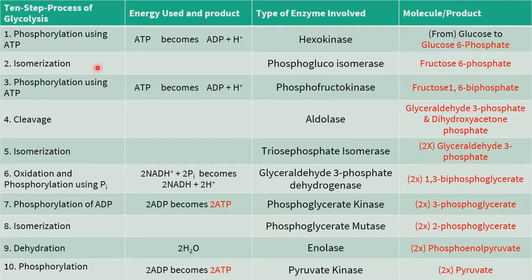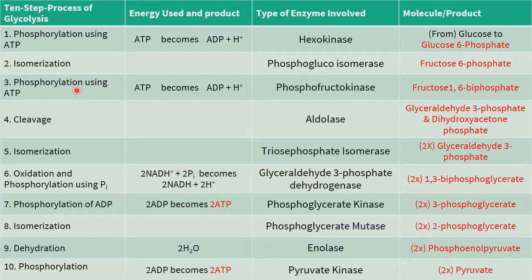The next step is an isomerization. There is no energy utilized here, but it is controlled by our enzyme called phosphoglucoisomerase. When we speak of isomerization, that's simply converting into a different structure of our molecular formula, from glucose into fructose. So glucose 6-phosphate will now be converted into fructose 6-phosphate.